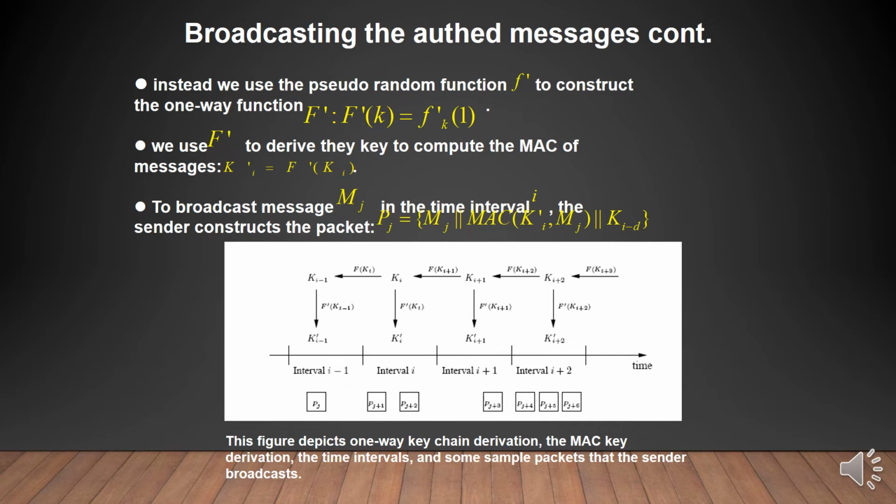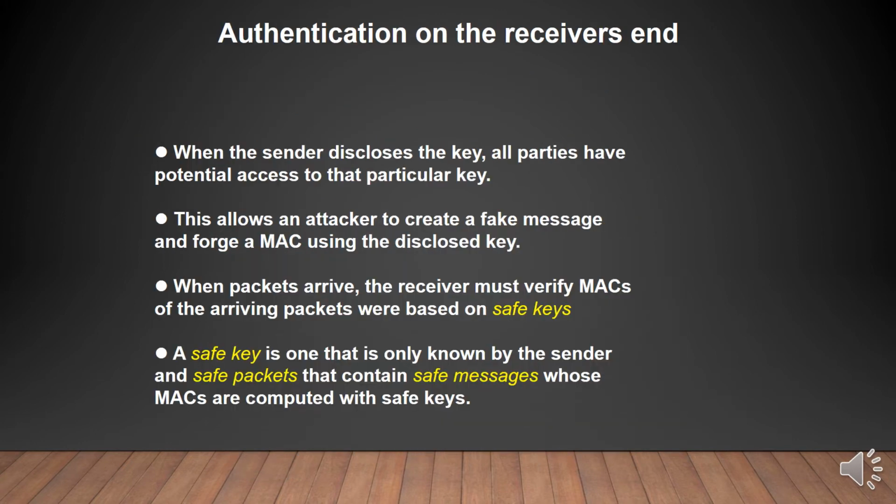So see the diagram: to broadcast a message M_j in the interval I, construct the packet P_j, which is equal to M_j concatenated with the MAC value of K' and M_j, and that will be concatenated with the key K_(i-d).